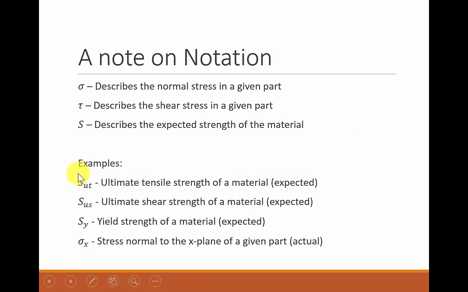Here are some examples. Here's the ultimate tensile strength of a material. We'll denote it SUT. This is how we expect the material to behave. And this is the ultimate shear strength. This is also how we expect the material to behave. This bottom one is the normal direction. This is the stress induced in the normal direction of a given part with a given loading condition, and that's the important part. This is completely dependent on the loading condition. And what we'll find is that if the loading condition causes the stress to be larger than the strength, then we should expect failure.